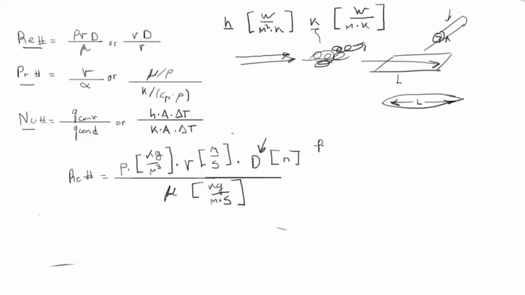So next is the Prandtl number, the next thing you'll need to find. This is defined as the ratio of the tendency of the fluid to conduct momentum divided by the tendency of the fluid to conduct heat. So let's talk about the tendency of the fluid to conduct momentum.